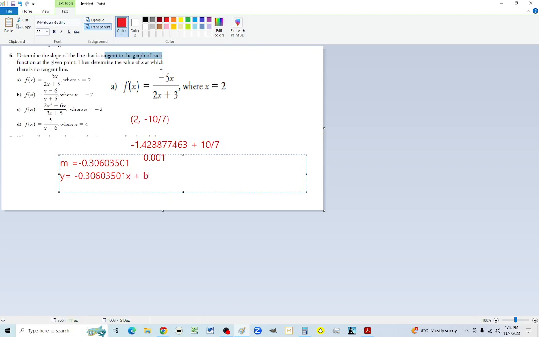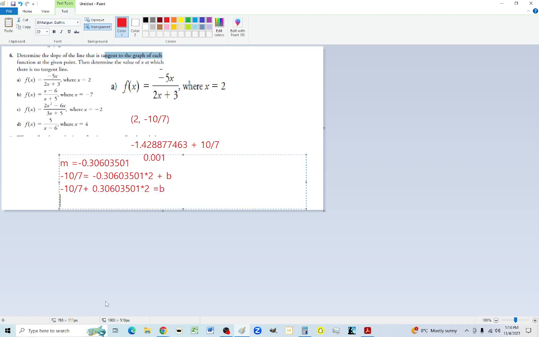And we have a point on there. We have the point minus 10 over 7. Times 2. And then we just have to add it, minus 10 over 7. Plus all of this times 2 is going to be equal to b.